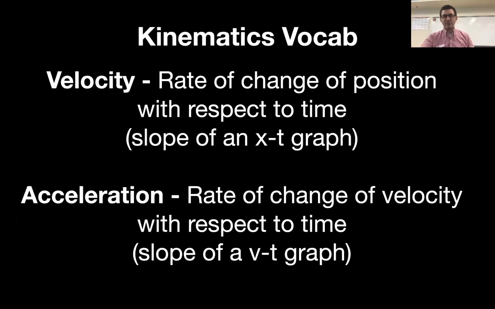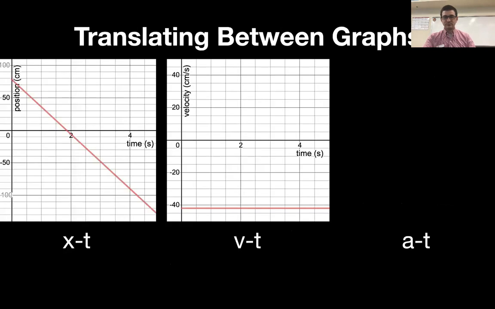So just again, if this is the kind of thing that you'd like to write down, I would suggest it. Velocity is just the rate of change in position with respect to time, which we can find as finding the slope of a position versus time graph. And acceleration is the rate of change in velocity with respect to time, aka the slope of a VT graph.